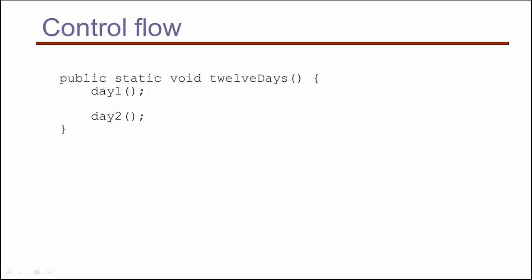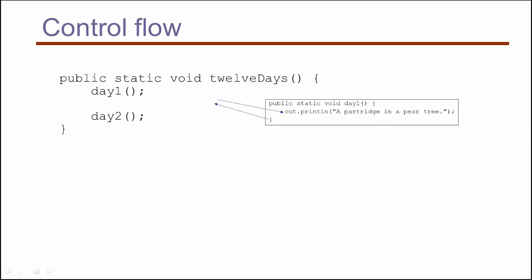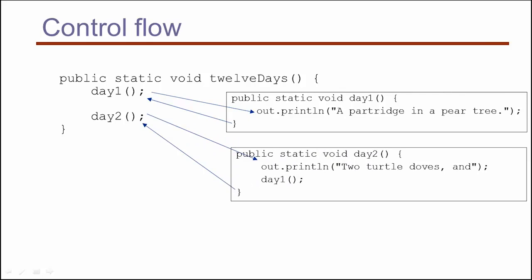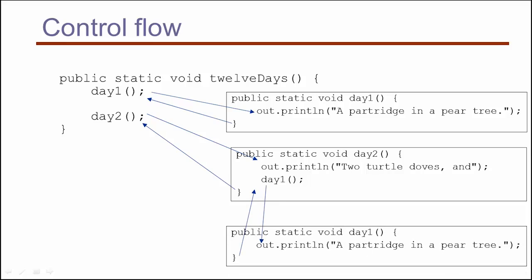When the method twelveDays calls day1, we start executing that method, and when it is done, we return to the point of the call, at which point we call day2 and start executing that method, which in turn makes its own call to day1, and we start executing the day1 method again. But this time, when the day1 method is done, we return to the point of its call, which is in the day2 method, which then ends its execution, and we return to the twelveDays method.